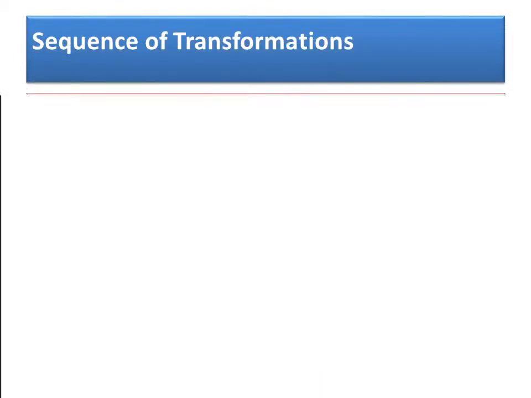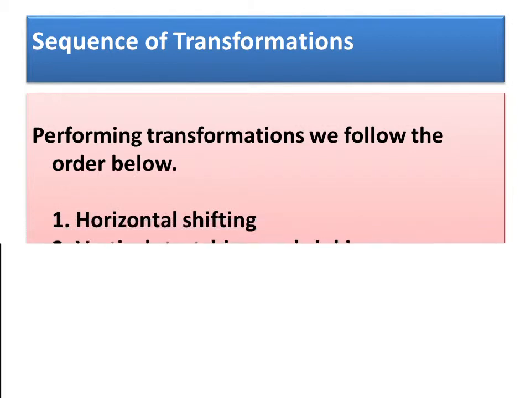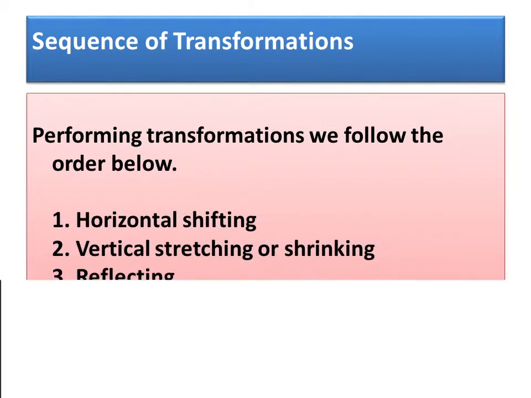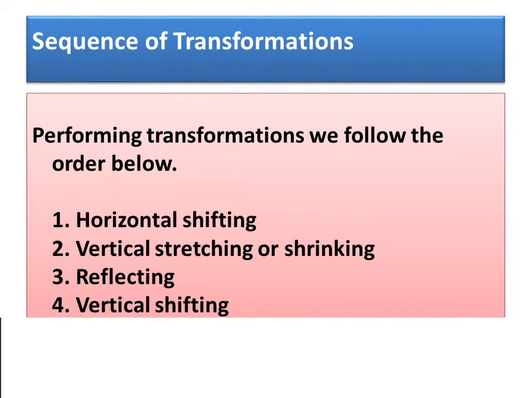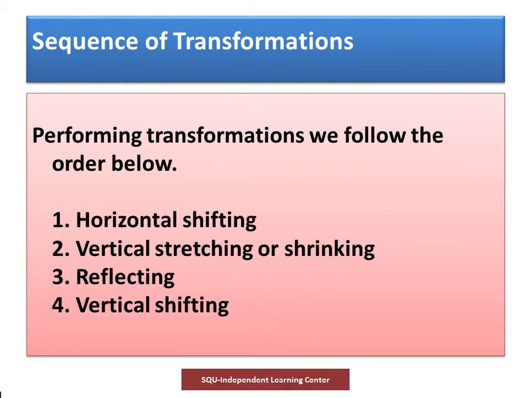Here we give you a very important hint of the sequence of transformations. We perform transformations by following the order in front of us. We first do horizontal shifting and then vertical stretching or shrinking. And then we do the reflecting. Finally, we do vertical shifting. Let's take an example on this. This will be our last example for this video.